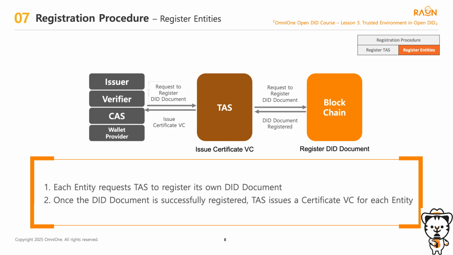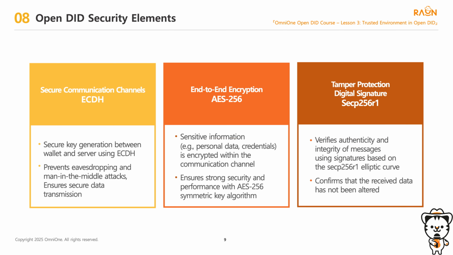Now for entity registration. Each entity generates its DID document and requests registration from TAS. TAS then submits the request to the blockchain. Once the document is registered, TAS issues a certificate VC for the entity. This concludes our overview of the trusted environment.